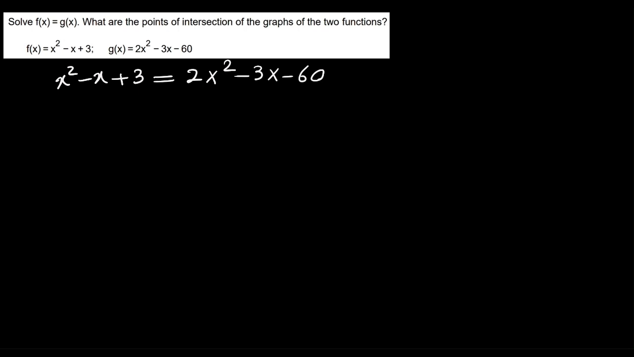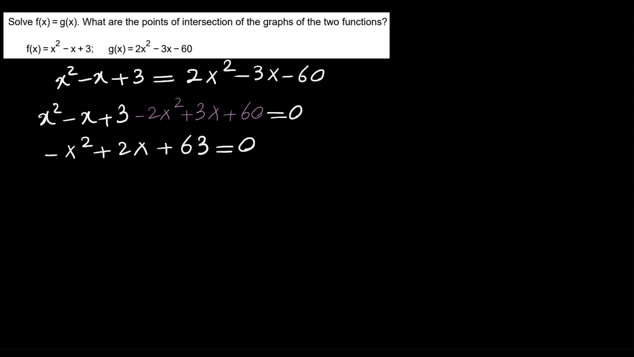The first step is to put everything on one side and set the equation to 0. So I'm going to subtract 2x squared from both sides, add 3x to both sides, and add positive 60. Now we can solve this quadratic equation by any method that we want: by factoring, quadratic formula, or completing the square, any method. I want to use factoring.